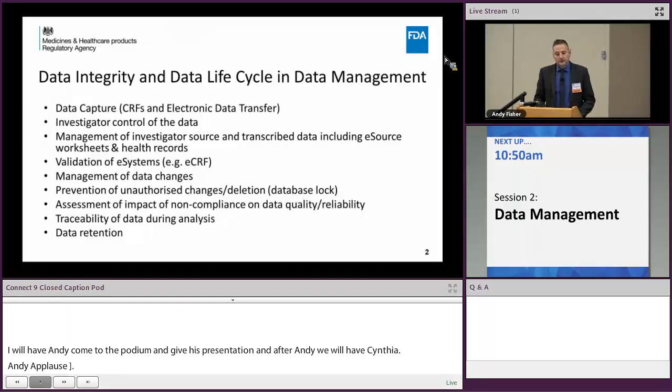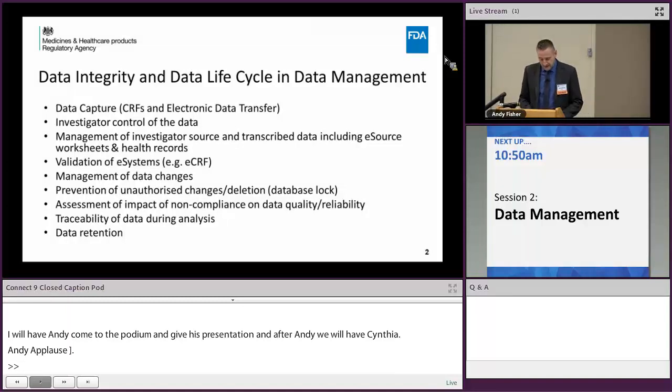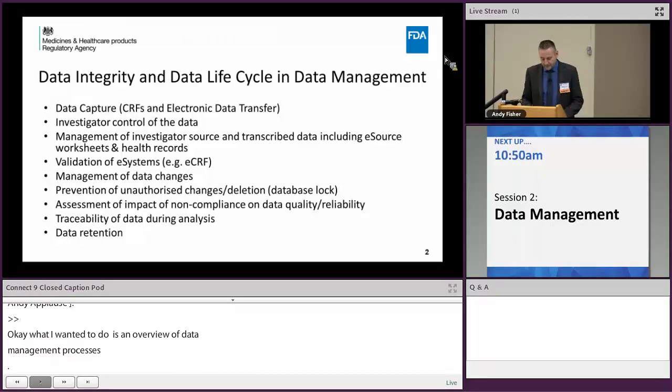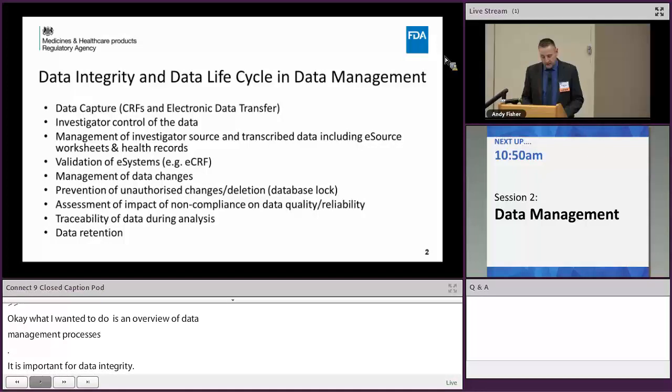Okay, so what I wanted to do was an overview of data management processes, and I'm going to cover how the collection and control and management and retention of clinical trial data is important for data integrity, also investigator control, and the importance of computer systems validation will come in, and looking at aspects of compliance with data management processes.